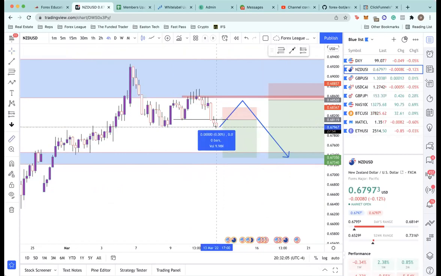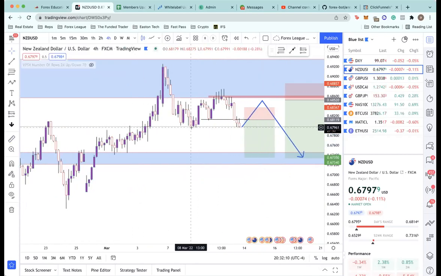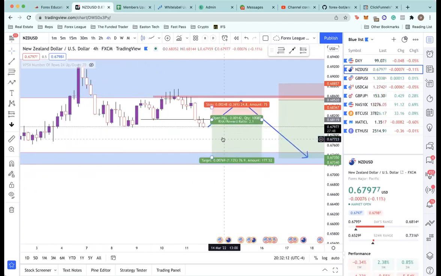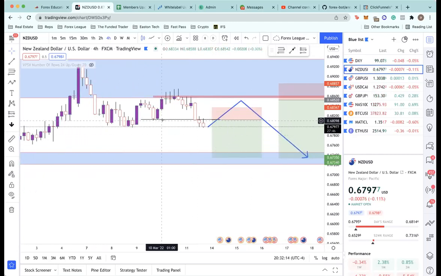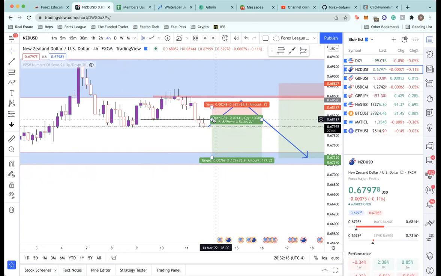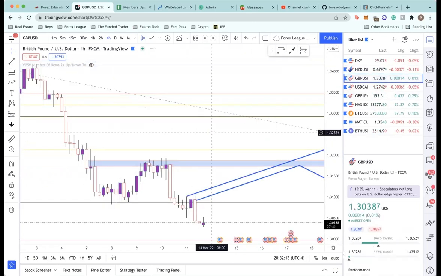Right now, if this just pushes down, there's not really a trade that we can take personally. I want to see a retracement. I want to see this come back up to retest this support level. That would just be the perfect area to actually take a short opportunity on that.